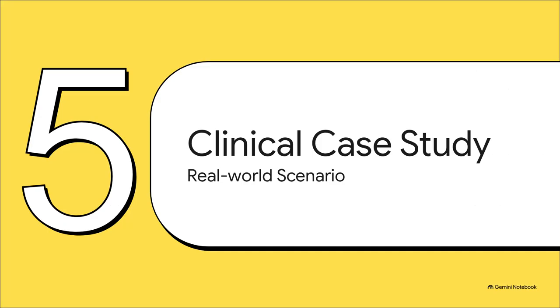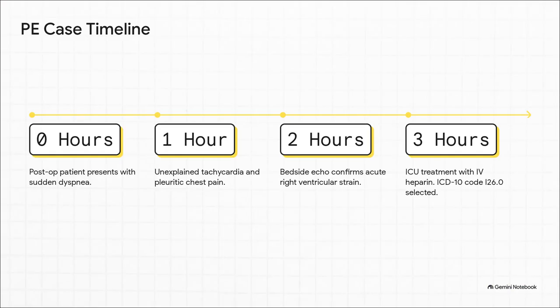Section 5, Clinical Case Study. Let's anchor this to a real-world scenario. Let's trace this case step by step. We have a 58-year-old postoperative patient who suddenly develops dyspnea at hour 0. By hour 1, they're showing unexplained tachycardia and pleuritic chest pain. Yep, those classic red flags we just talked about.